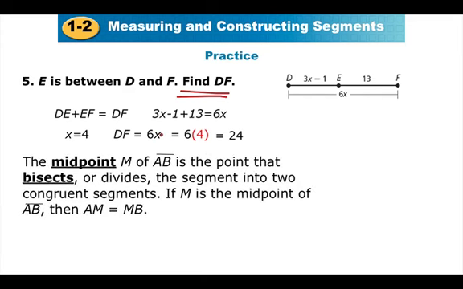Let me just read this to you. The midpoint M of AB is the point that bisects or divides the segment into two congruent segments. If M is the midpoint of AB, then we have AM is equal to MB. Let me give you this little picture here. So again, M is the midpoint of A and B. We can apply the tick marks. So AM is equal to MB because M is the midpoint. Moving on to the next slide.